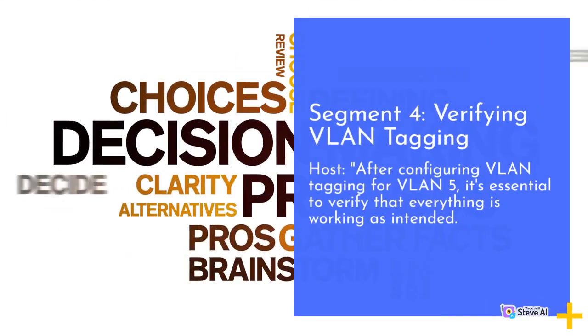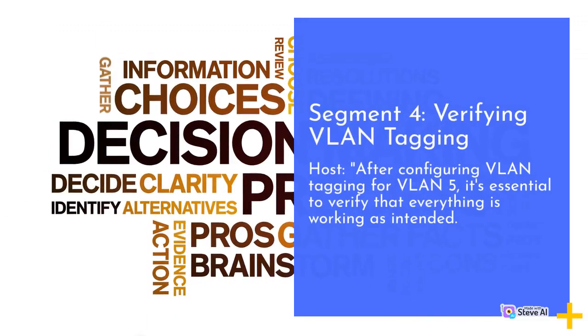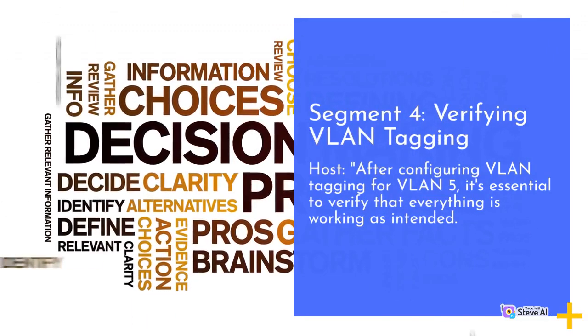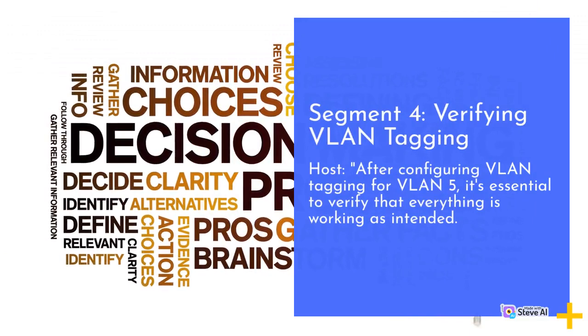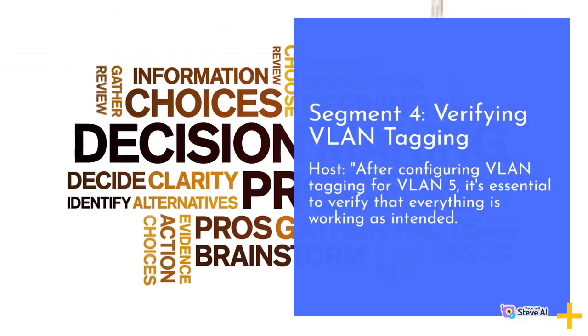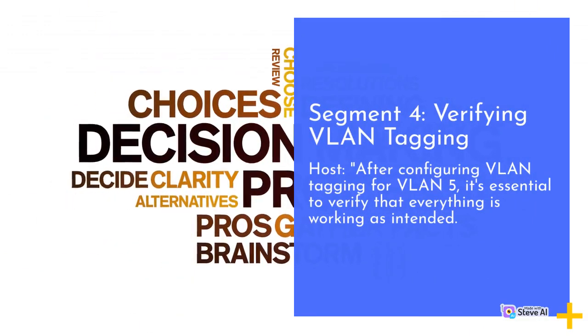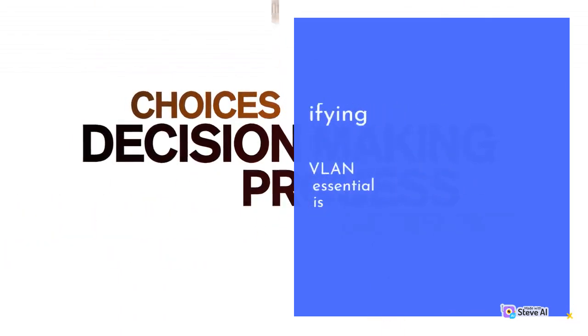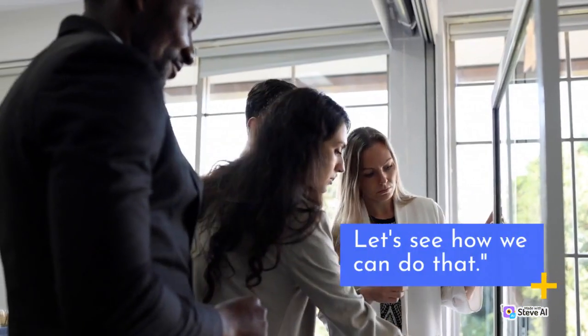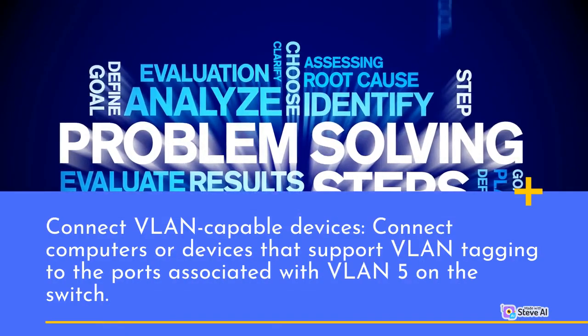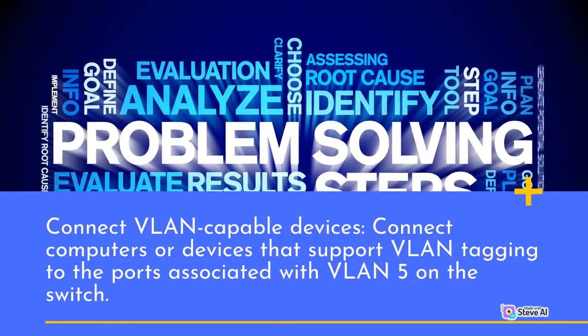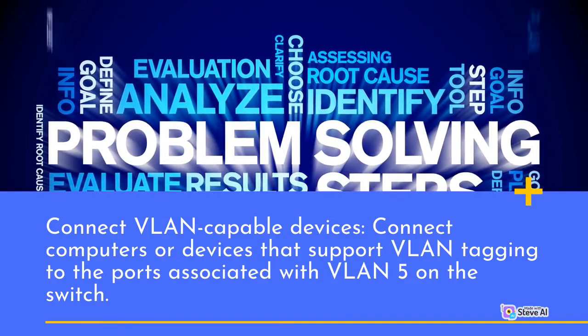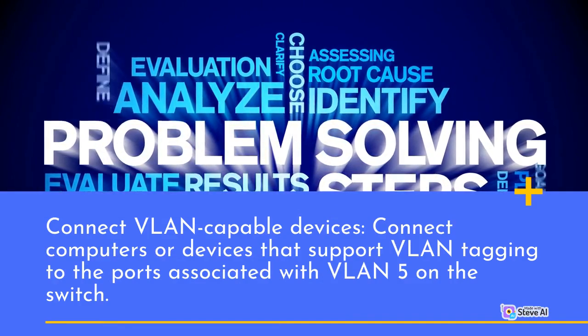Verifying VLAN Tagging. After configuring VLAN tagging for VLAN 5, it's essential to verify that everything is working as intended. Let's see how we can do that. Connect VLAN-capable devices. Connect computers or devices that support VLAN tagging to the ports associated with VLAN 5 on the switch.